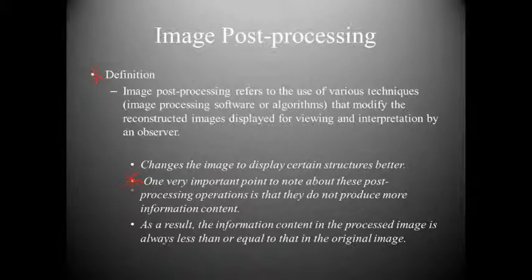So as a result, the information content in the processed image is always less than or equal to that in the original image. And what we mean by less than, you can remove certain things, like if you're wanting to isolate certain bones, you can remove other bones to help visualize this area. So the image quality or the information content would be less than what you originally started with, but you can't add more to it.